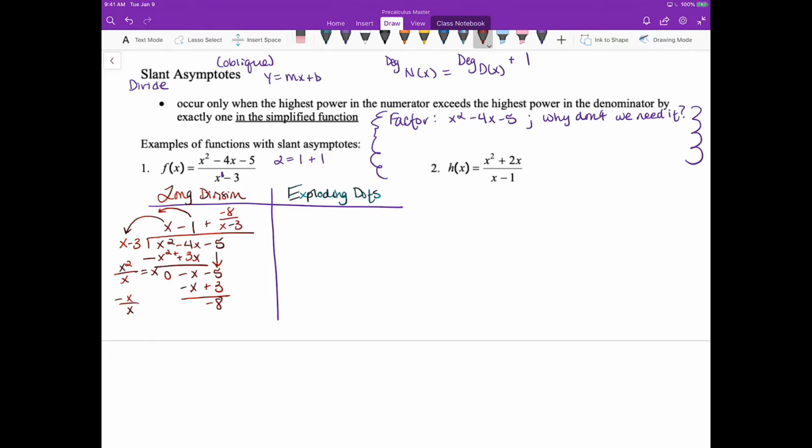But we don't even need the remainder. The slant asymptote is the linear portion before the remainder. So when you divide by long division, when the degree of the numerator exceeds the degree of the denominator by exactly 1, after you've simplified and all of the factors have been reduced and you found all of the vertical and horizontal asymptotes, you can see here that the slant asymptote is at y equals x minus 1, the linear part of the quotient before the remainder. Now you can find it this way. Long division's easy, it works every time, but you can also find it by exploding dots.